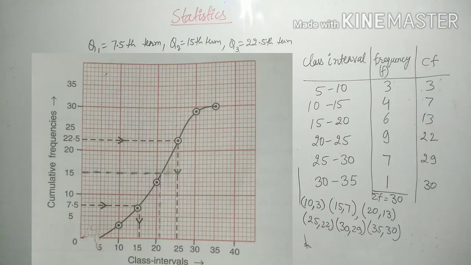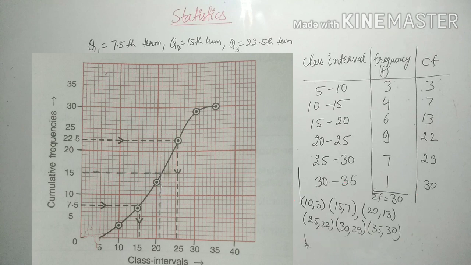Let's see. Now this is the graph. Whenever we draw the ogive for this given data, the graph will look like this. We can see it starts from 0.5 and ends at 35, that is the upper limit. We can see the lower limit and upper limit, and according to that we have drawn all the points, and the ogive is ready.